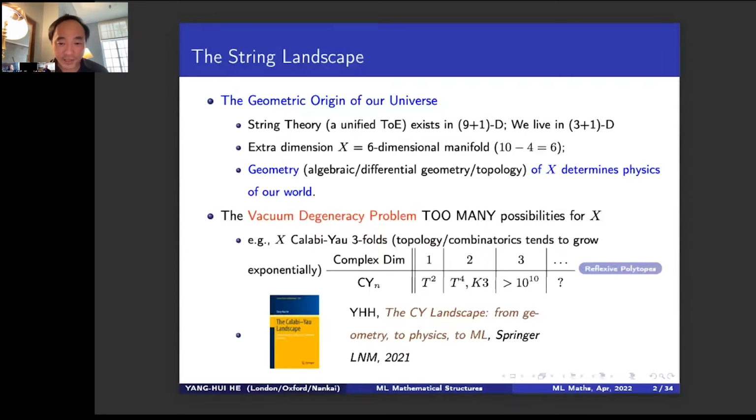But in dimension 3, physicists and mathematicians have worked in the past few decades, and we've literally written down over 10 to the 10 of them. It's not crazy. 10 to the 10 is about 1 terabyte of data on your laptop, and you can just really list them out. So just to give you an idea why this is the case.